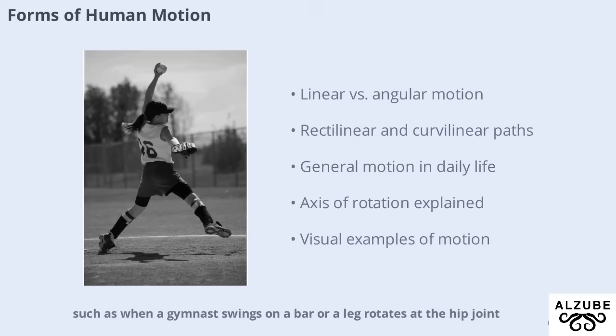Most human movements are actually a combination of both linear and angular motion, known as general motion. Understanding these forms is crucial for breaking down complex activities into simpler components, making it easier to analyze and improve them. Next, let's see how these concepts look in real-life examples.